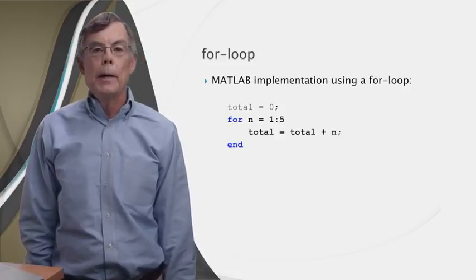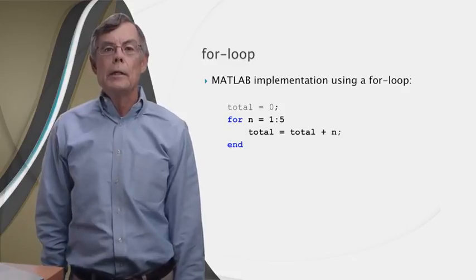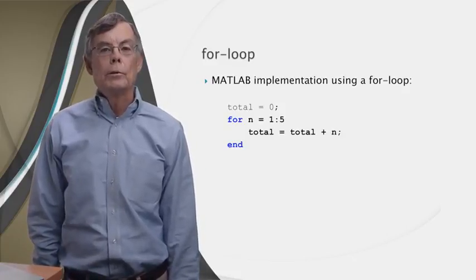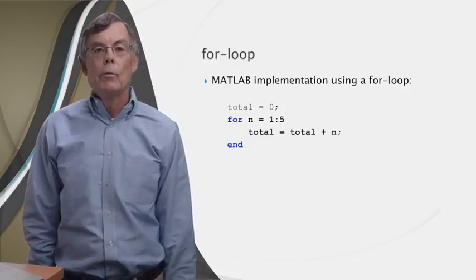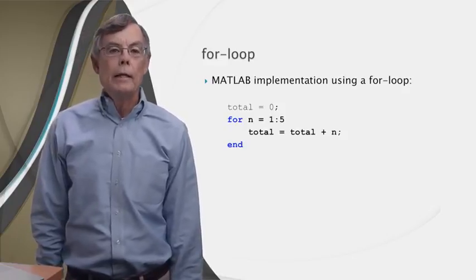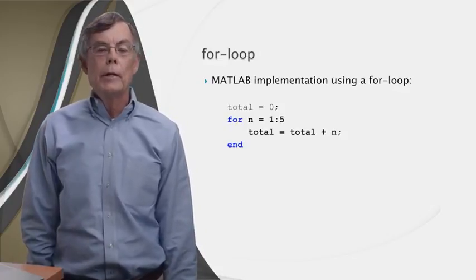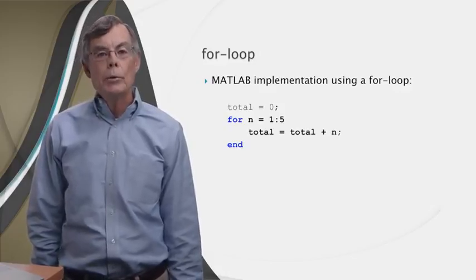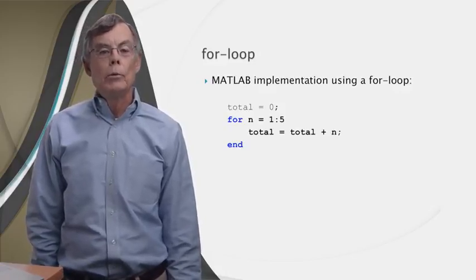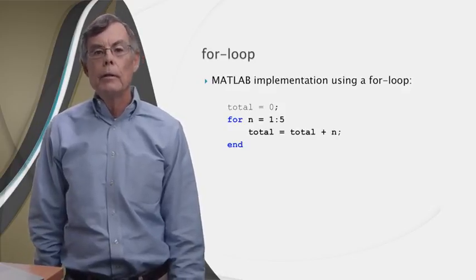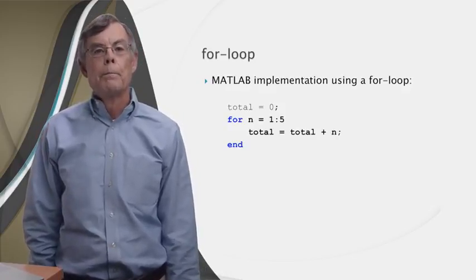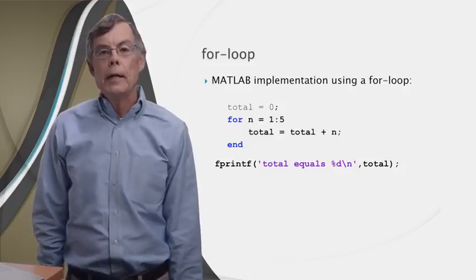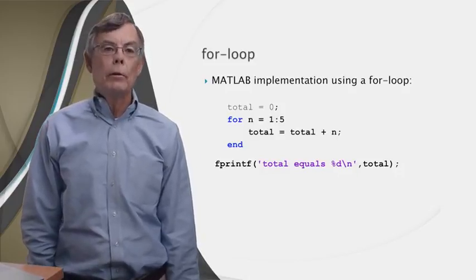Instead, the meaning of this special assignment statement is that the index, n, will take on the elements of the vector one by one. At each iteration of the loop, n will get the next element of the vector, stopping with the last one. And that's exactly what we want here. n will be equal to 1, then 2, then 3, then 4, then 5. At each iteration, n is added to the current value of total.